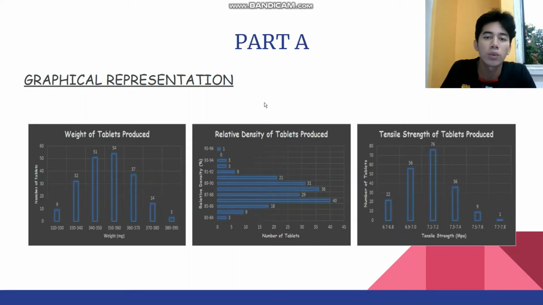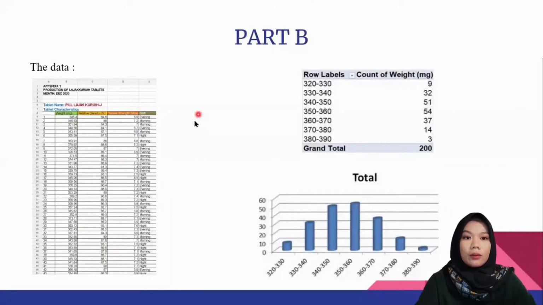After we divide into the three crucial parts, we make a table to show the summary of our data. This one is for the weight of the tablet produced, the second one is the relative density of the tablet produced, and the last one is the tensile strength of the tablet produced. Okay, I will explain part B.